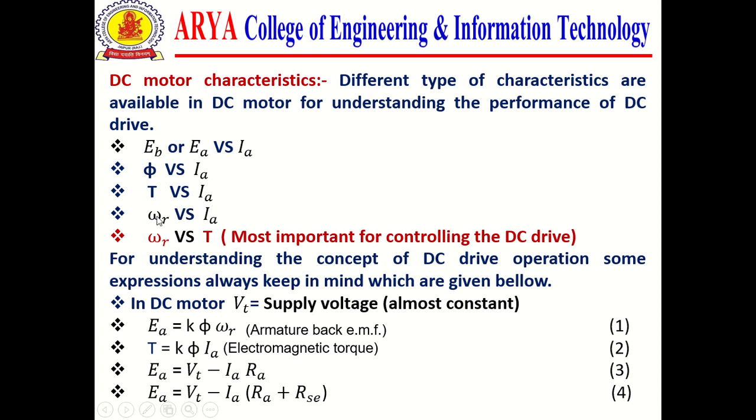And fourth, speed versus armature current. If you increase or decrease the armature current, then what is the impact on the performance of flux, back EMF or armature voltage, torque produced by the DC motor, and speed? Here, speed versus torque. These are the most important characteristics for the control of DC drives.